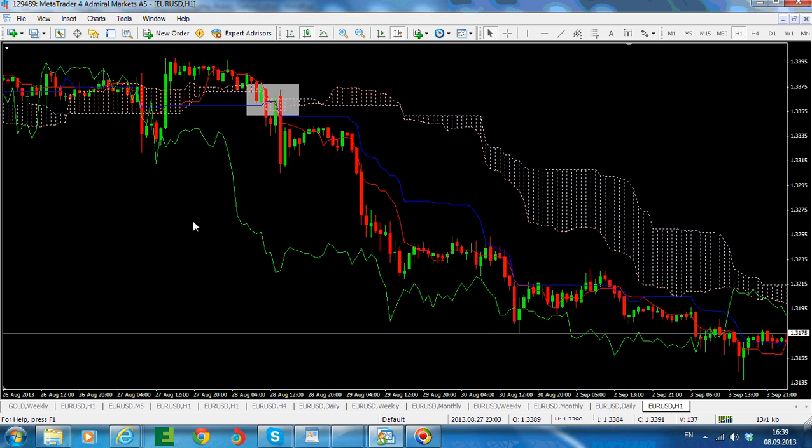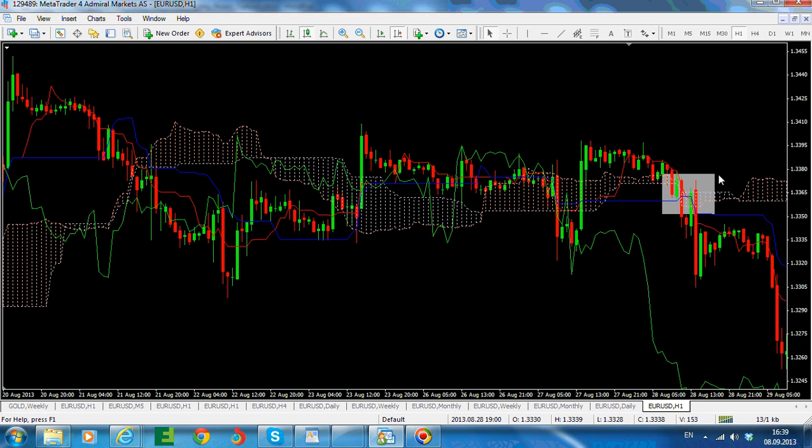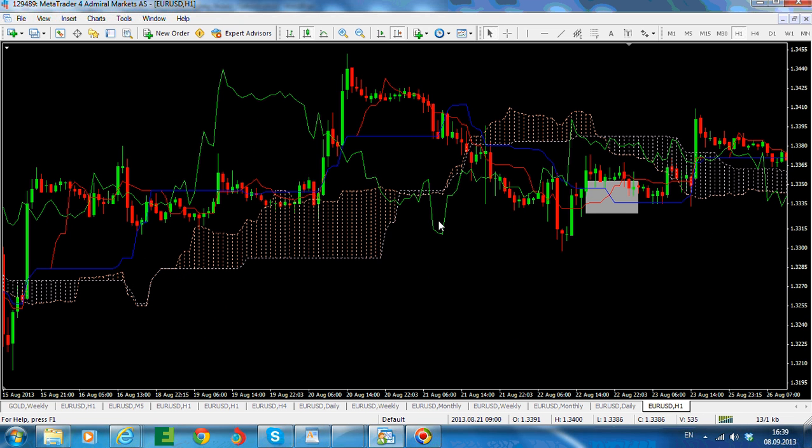Whenever you are having a cross to the upside, for example like this, it is considered the bullish cross for the Kijun and Tenkan. And let me try to see another example. This is a bearish cross. So whenever Kijun is crossed by Tenkan, or whenever the Tenkan intersects with the Kijun, if the price is above the cloud, it is considered a bearish cross, and if price is below the cloud, it should be considered a bullish cross.